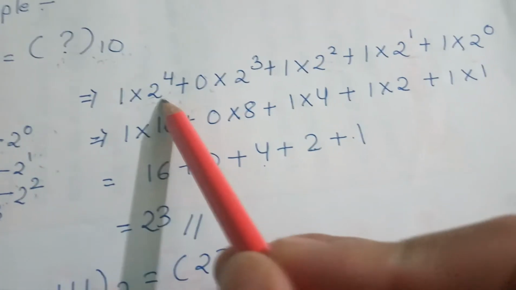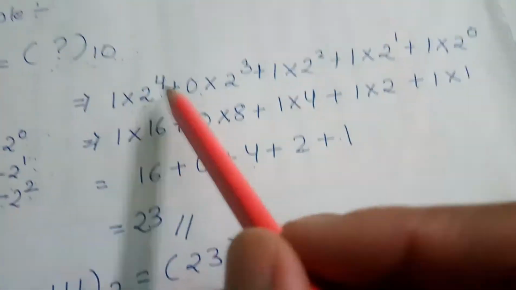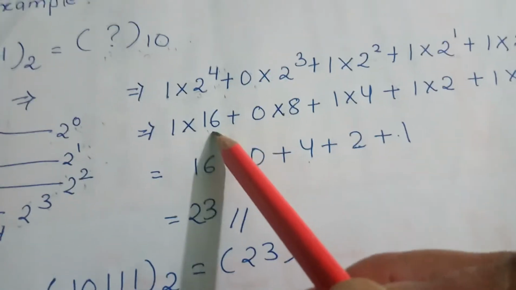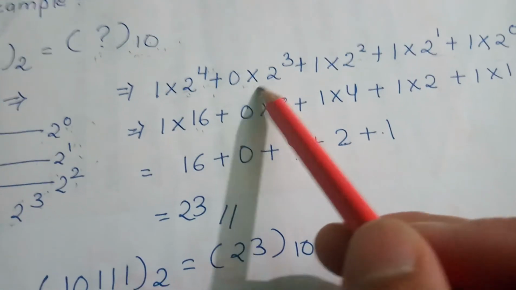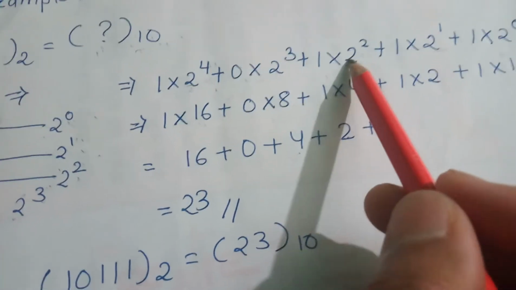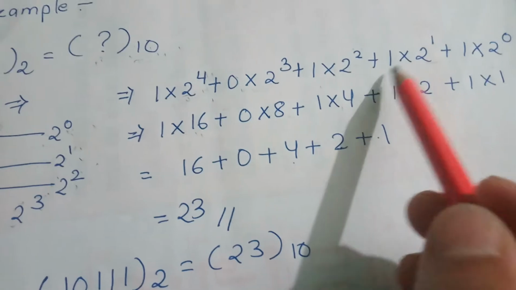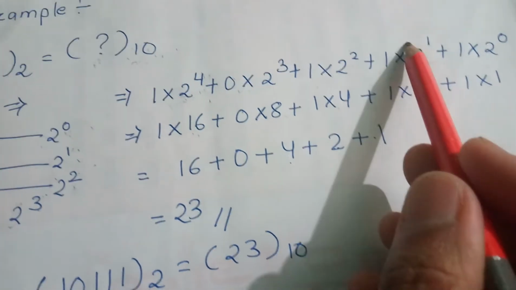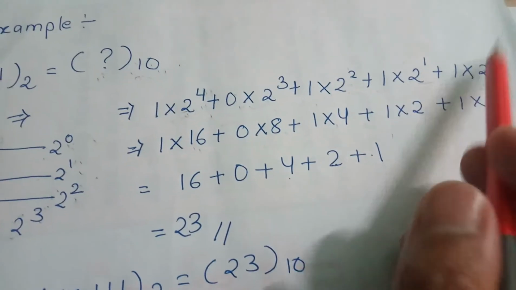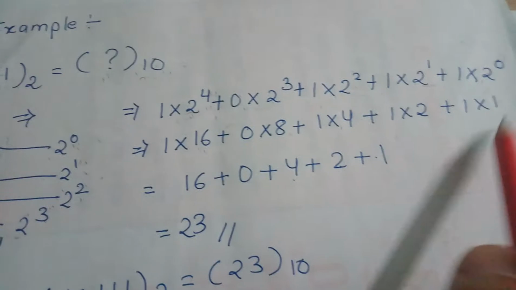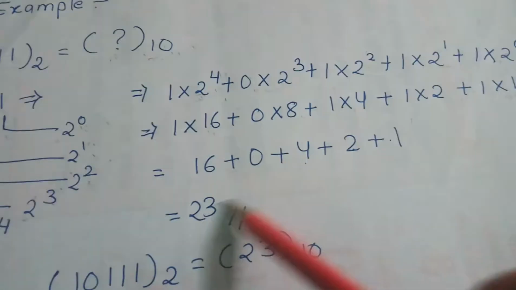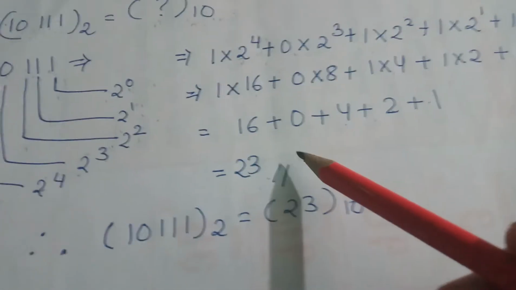Now 2 to the power of 4, I've already told you how to calculate. So 2 to the power of 4 is how much now? 16. So 0 into 2 to the power of 3, you can directly write this as 0, you don't need to multiply this. And then 1 into 2 to the power of 2 is how much? 4. 1 into 2 raised to power 1 is 2, and then 1 into 2 raised to power 0 is 1, because anything to the power of 0 is 1. Now add them up, we get 23.